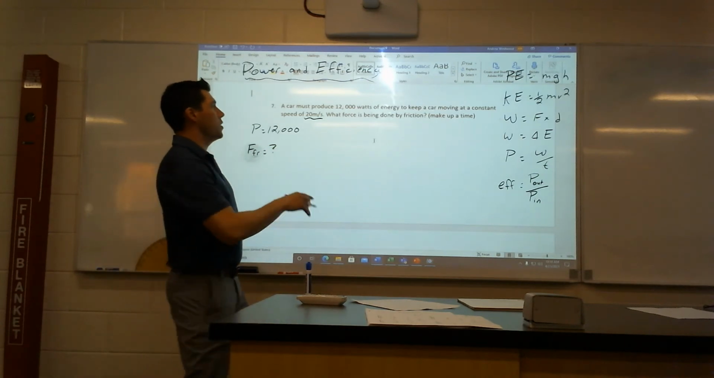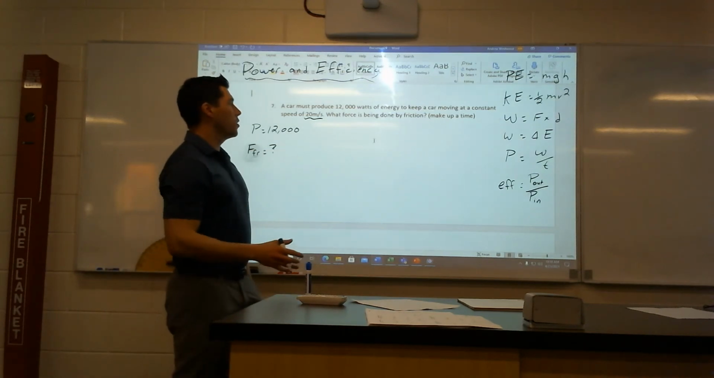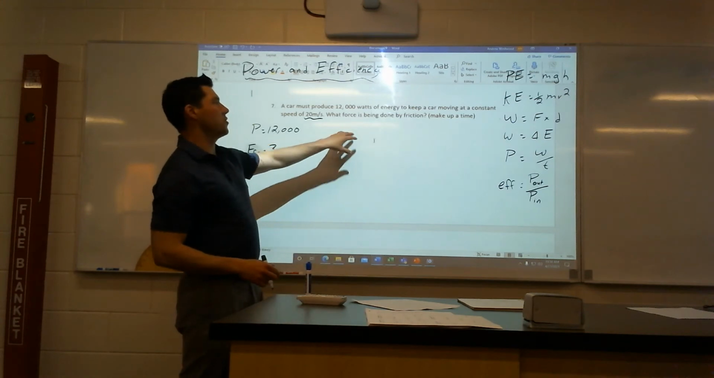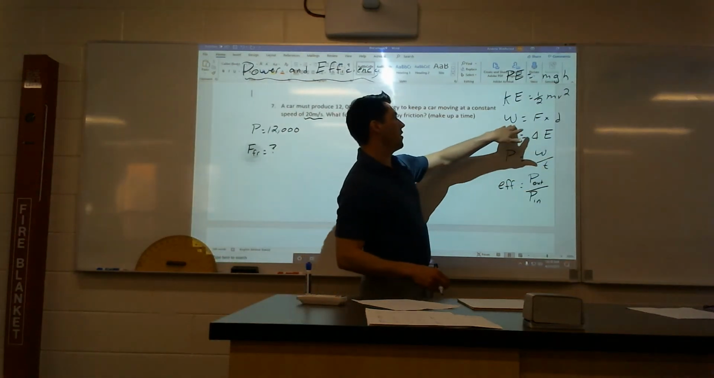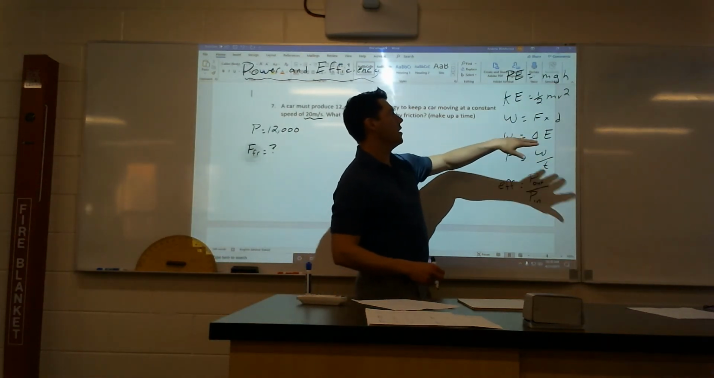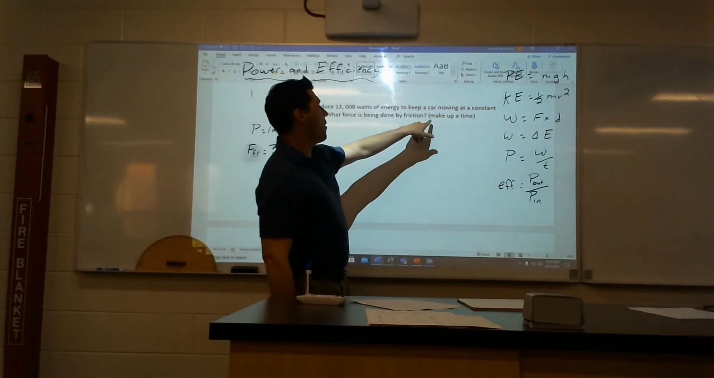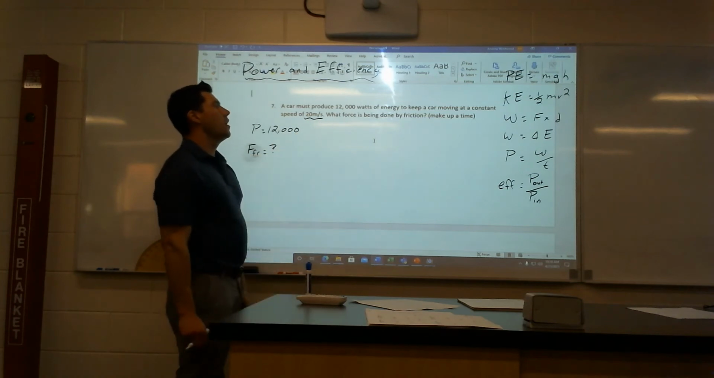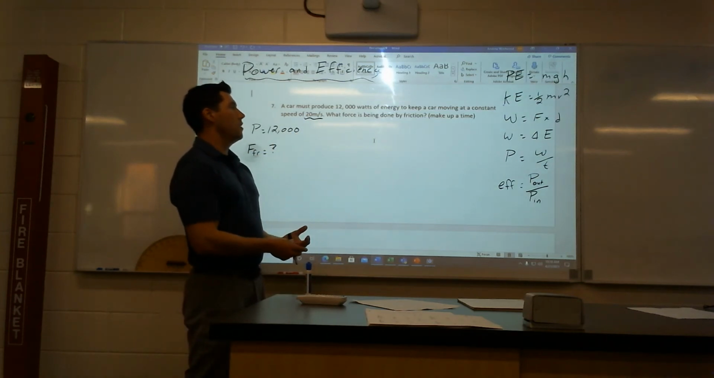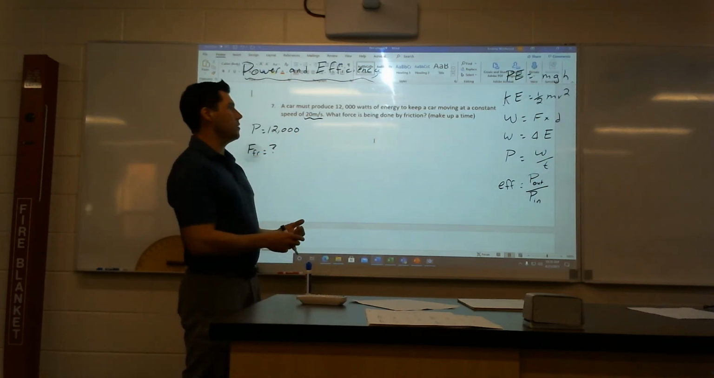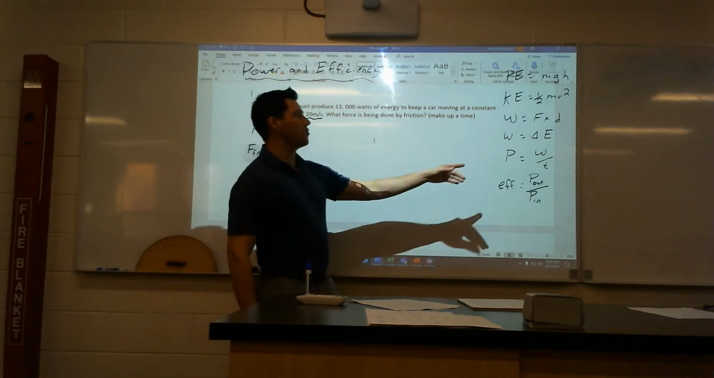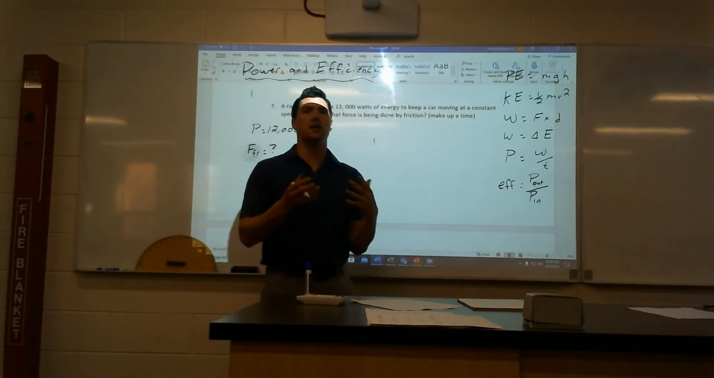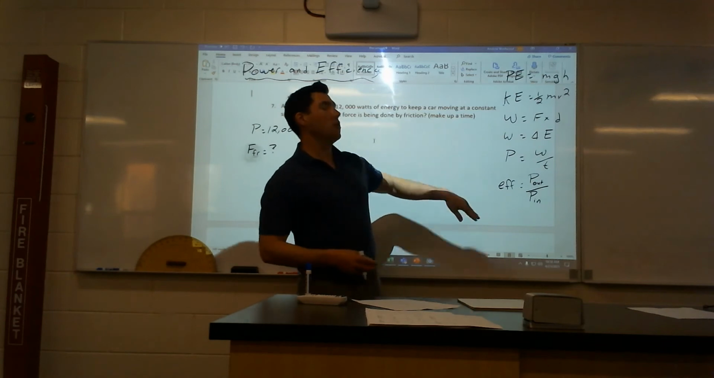Now, the nice thing is when you're at a constant speed, we're just worried about the friction, basically. So that's going to be our friction. We can figure out what work's done by friction first, and then we can figure this out. Now, it says here, make up a time. I didn't give you a time. Sometimes in these kinds of questions, they don't give you a time at all. And why do we need a time? Well, power equals work over time. You kind of need a time.